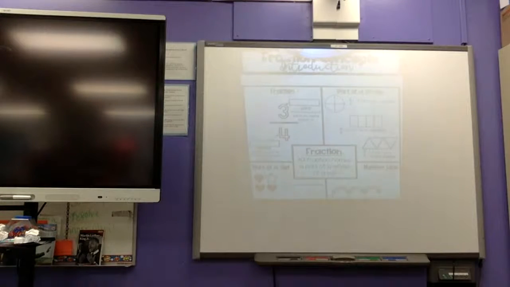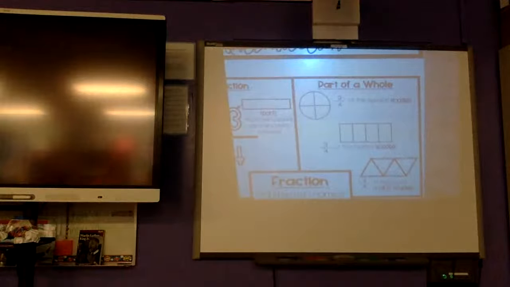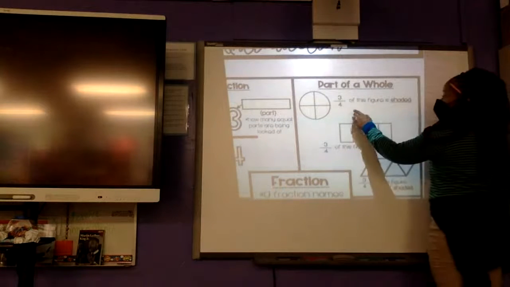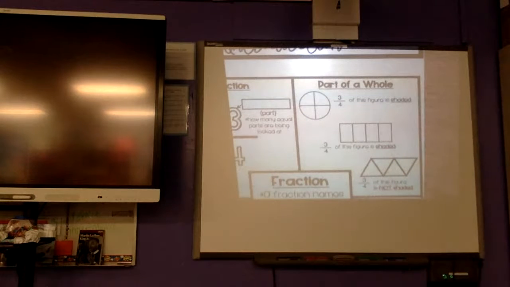Because I already said that we've talked about fraction as a part of the whole. What it says here, and this is the one we're actually going to focus on today, is that you have a whole figure here, and 3/4 of this figure should be shaded. So let's shade in 3/4.